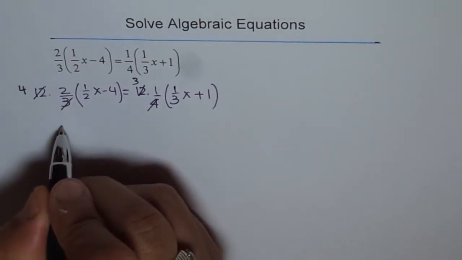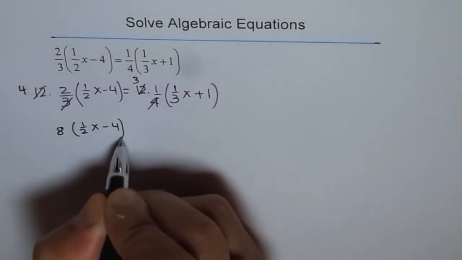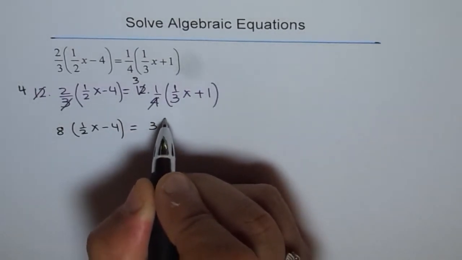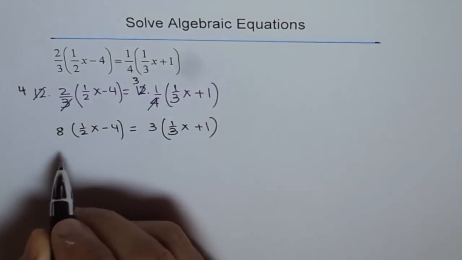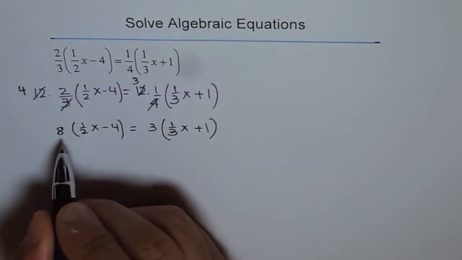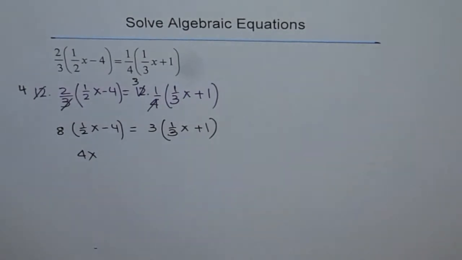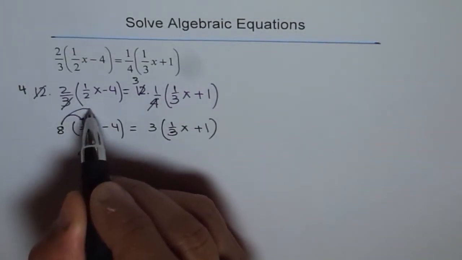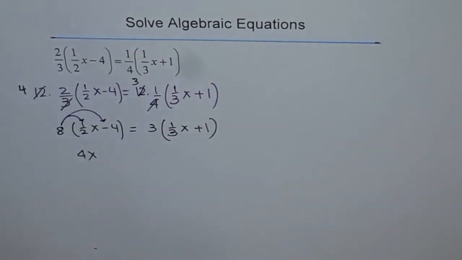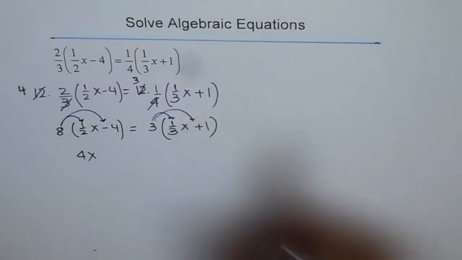Let me rewrite this first. We get 8 times 1/2 x minus 4 equals to 3 times 1 over 3x plus 1. Now 8 times half of 8 is 4, right? So you get 4x here. So what we do is we multiply both the numbers with 8. So that is a distributive property, correct? Similarly here also we'll multiply both these numbers inside the bracket by 3.